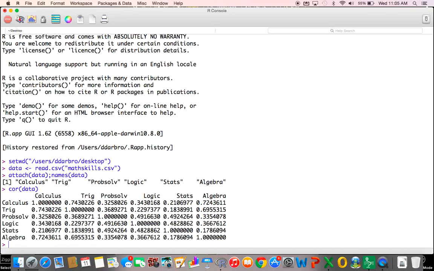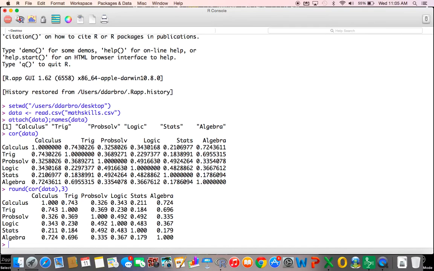And I don't know, people are different, obviously. That bothers me that all these correlations are presented to 7 places. I prefer 2 or 3. So I'm going to round the correlation matrix to 3 places and just clean it up a little bit.